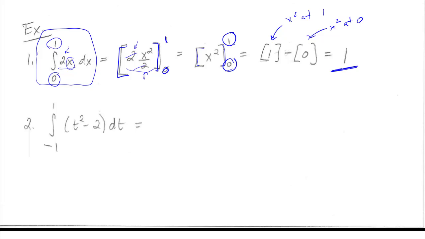Let's take a look at another one here. All right, the integral from -1 to 1 of t squared minus 2 dt. All right, so I would just go here and say, let's do the indefinite integral.